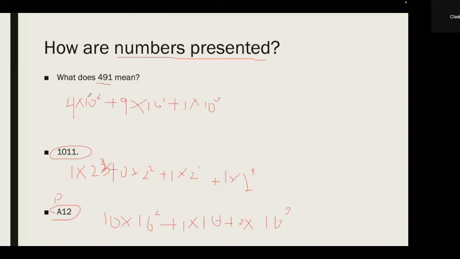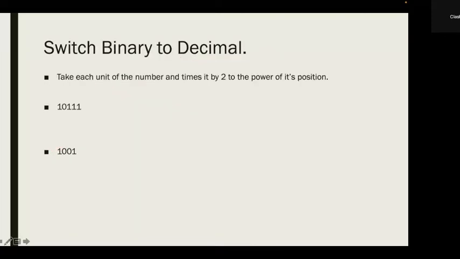And that is, it is basically times to the power of something, right? And we'll use this pattern to switch numbers between different types. Now let's look at specific examples. We're going to first look at how you can present a binary number as a decimal number.